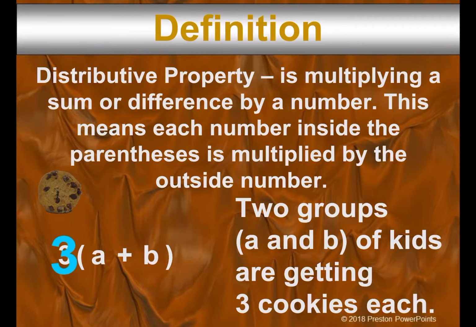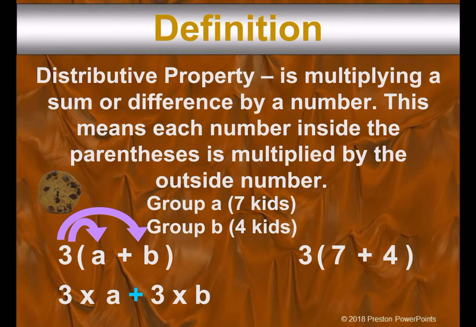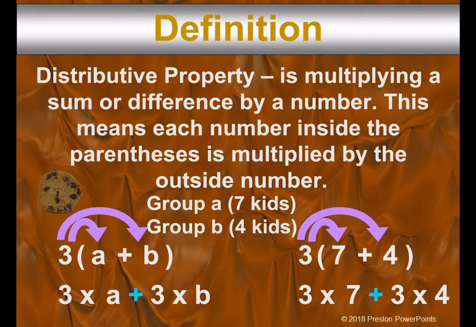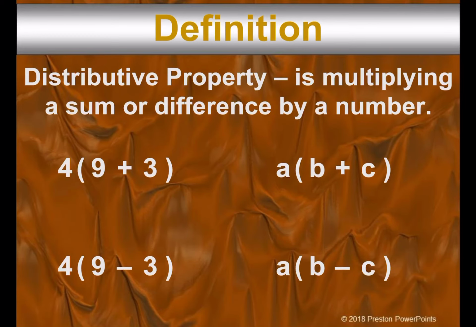So we have 3 times A, and then we have 3 times B. So if group A is 7 kids and group B is 4 kids, then we would have 3 times 7 plus 3 times 4. So distributive property is multiplying a sum or difference by a number.